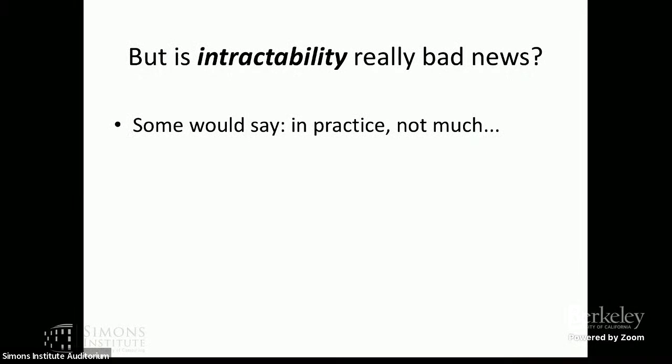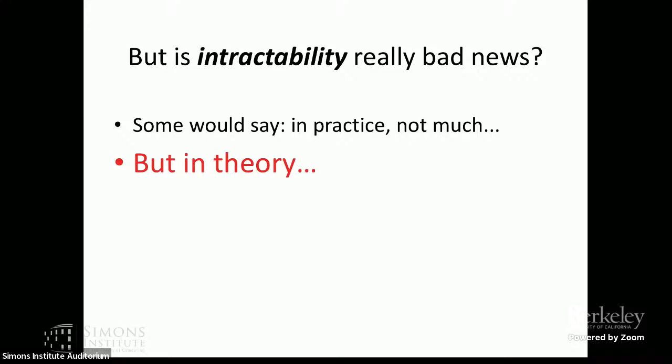Is intractability really bad news? Why should economists care about this? Because we all know people who have made a decent and sometimes lucrative life by solving NP-complete problems, so intractable problems. So does intractability mean anything? In practice, some would say not much. But in theory, the point is that Nash equilibrium was not meant as a practical concept. Nash equilibrium was meant as a theoretical tool.